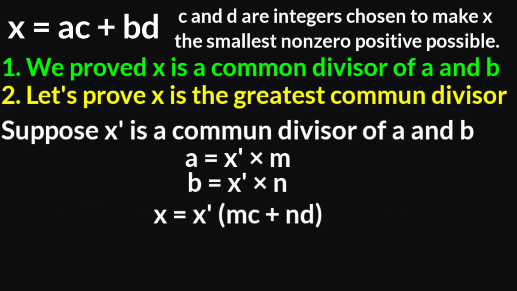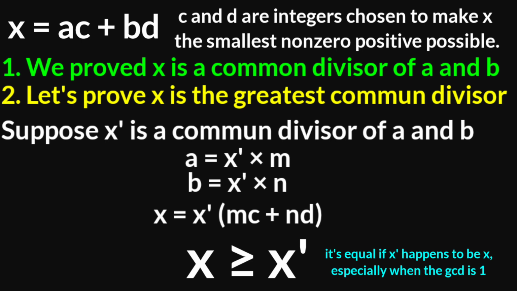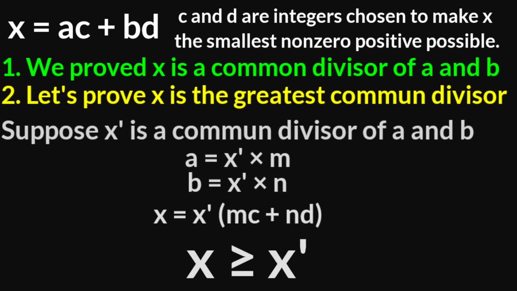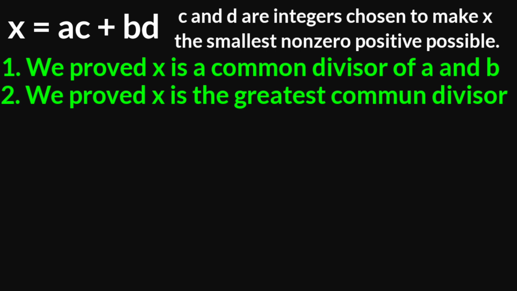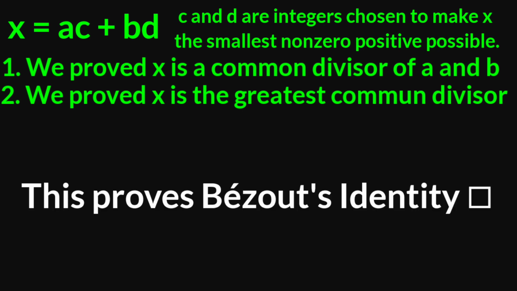And when you multiply a positive integer by a positive integer, you're bound to get a result greater than or equal to its factors. So x is greater than or equal to x prime, which means that x is a common divisor greater than any other common divisor. This proves that x is the greatest common divisor of a and b. So the conjecture was correct, and just like that, we have successfully proven Bézout identity.